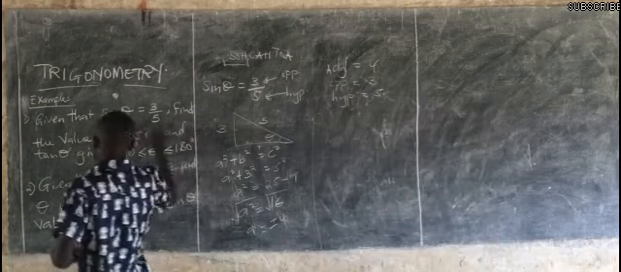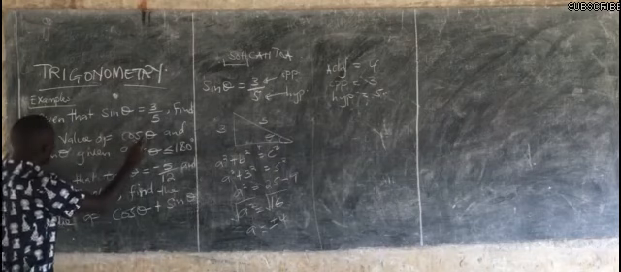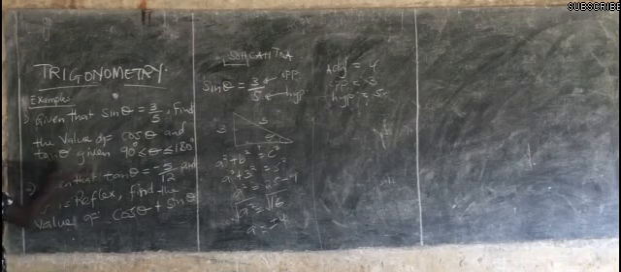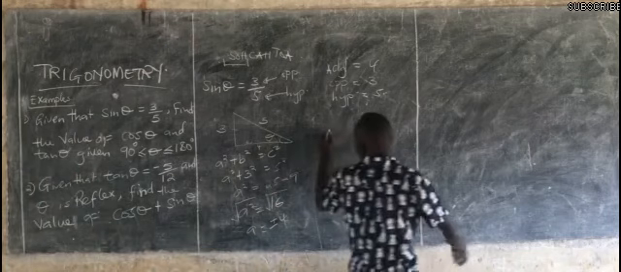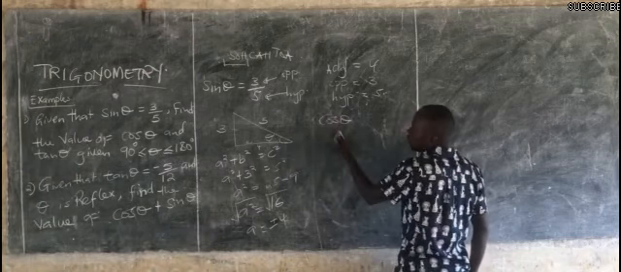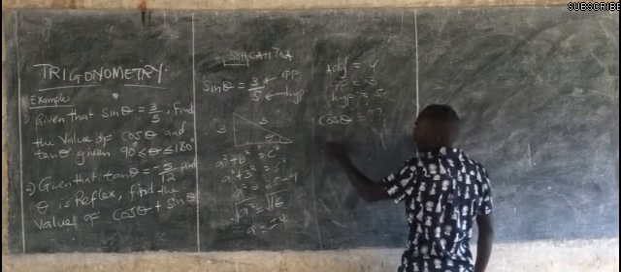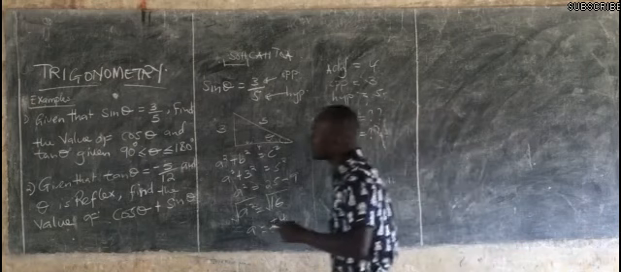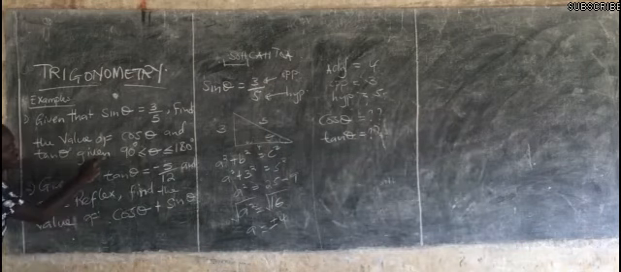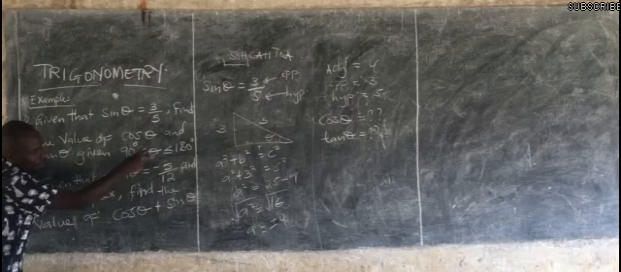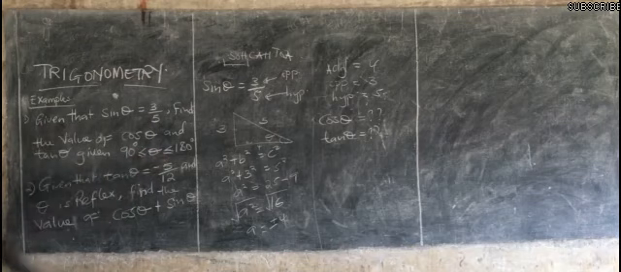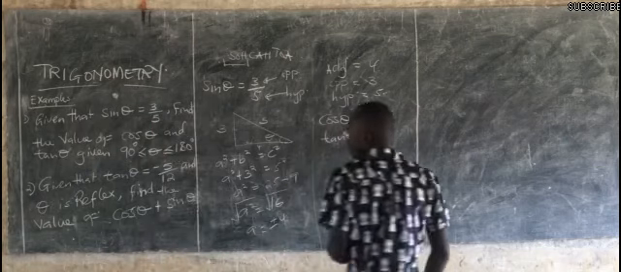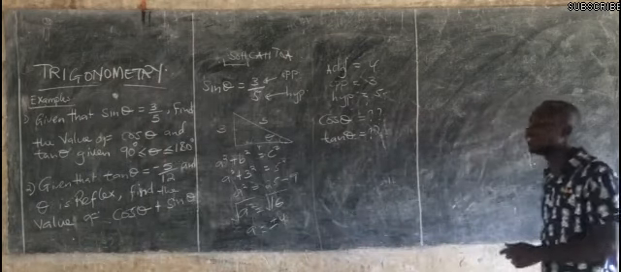Then they tell me find the value of cos theta and tan theta. Given that, they want me to get values of cos theta, and tan what? Tan theta. But they told me that given that theta lies between 90 and 180 degrees. So I need to analyze what is taking place between 90 and 180 degrees.